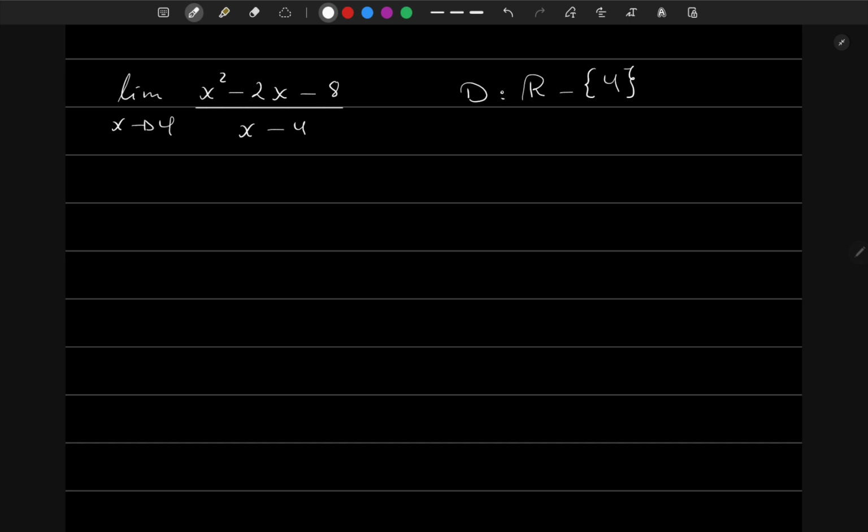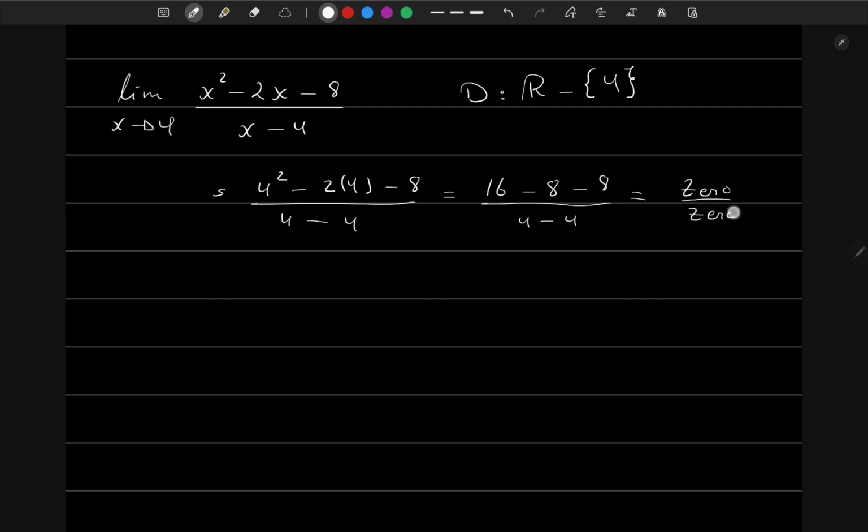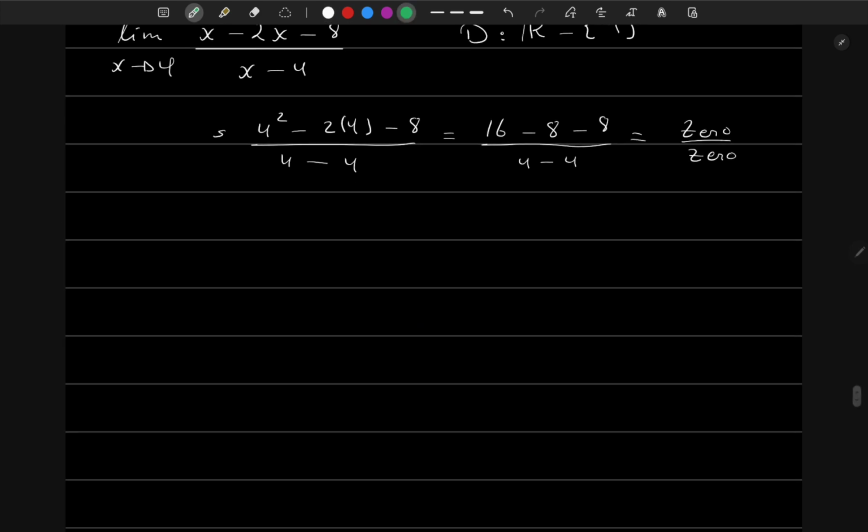Well, first of all, we need to substitute as usual. So it's going to equal 4 squared minus 2 multiplied by 4 minus 8 divided by 4 minus 4. This equals 16 minus 8 minus 8 divided by 4 minus 4, and this equals 0 by 0. So okay, what am I supposed to do here? Well then, you're going to be doing 3 steps. The first step is factorize.